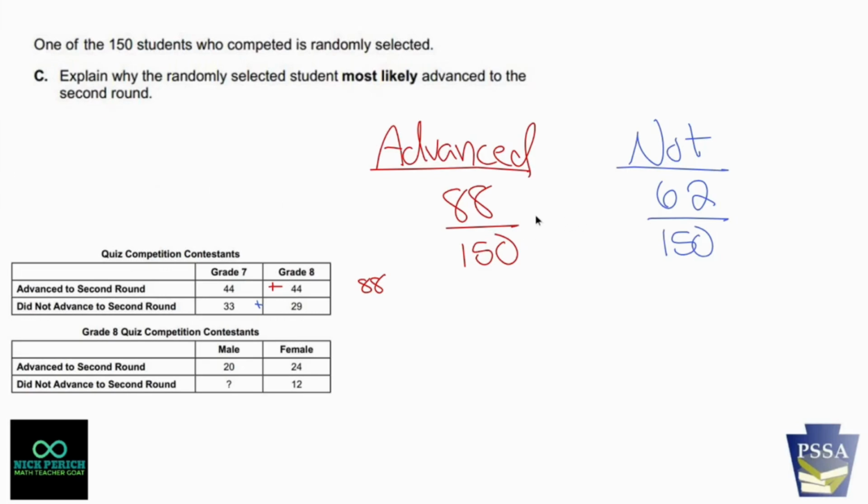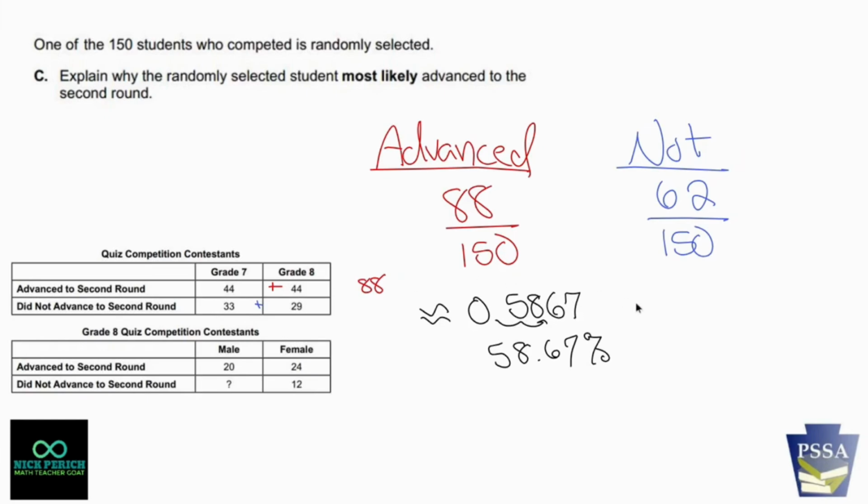So this is 88 out of 150. If you want to use a calculator just for fun, 88 out of 150 is 0.586 repeating. So we could just add 0.67. Didn't mean to do that, but I did. Turning that into a percent is 58.67%.